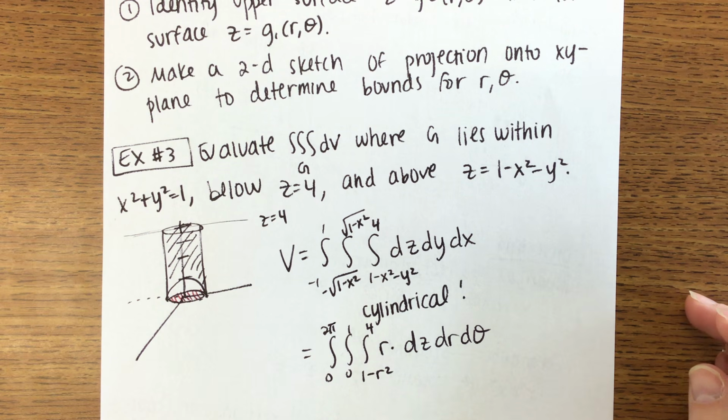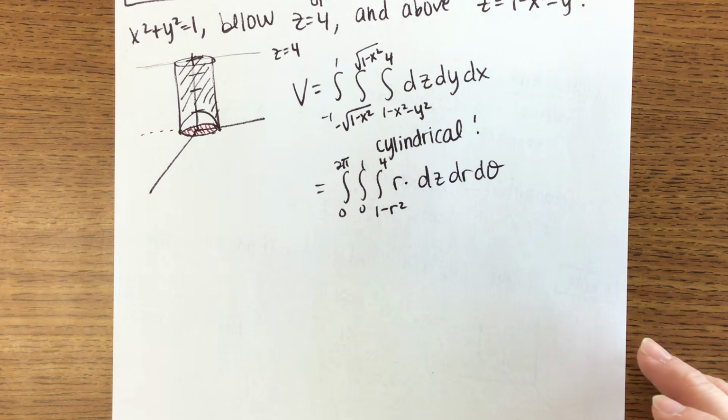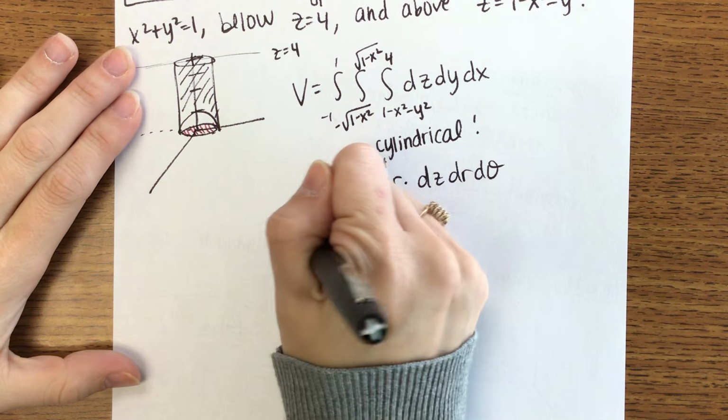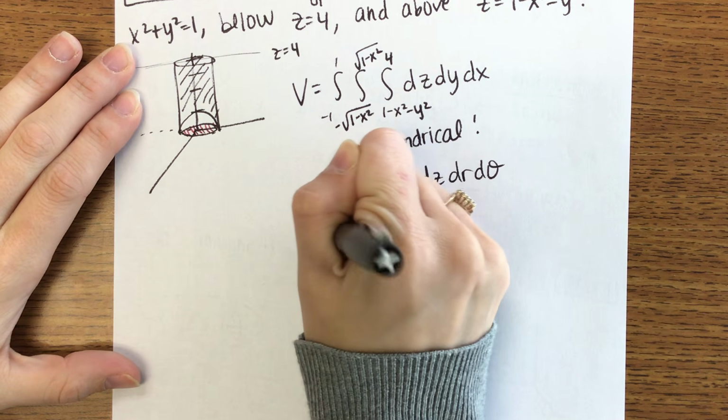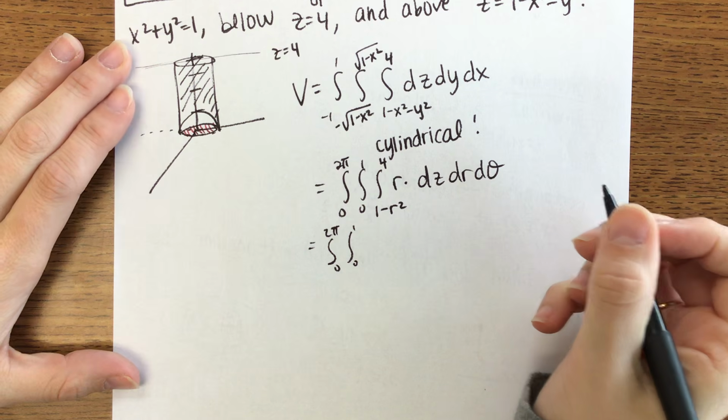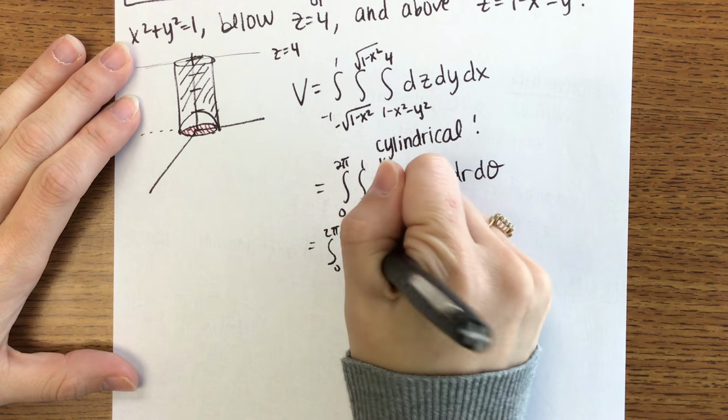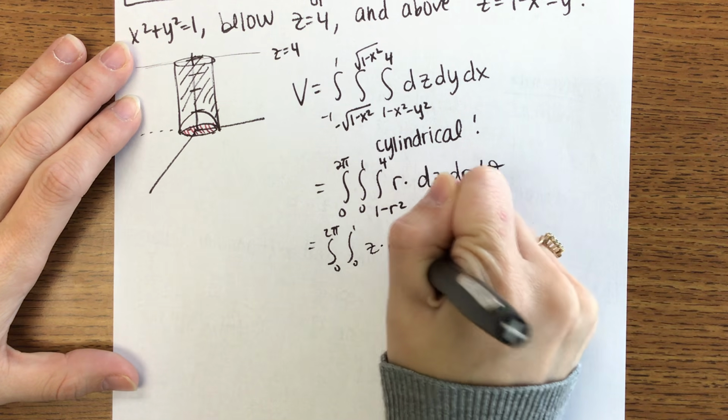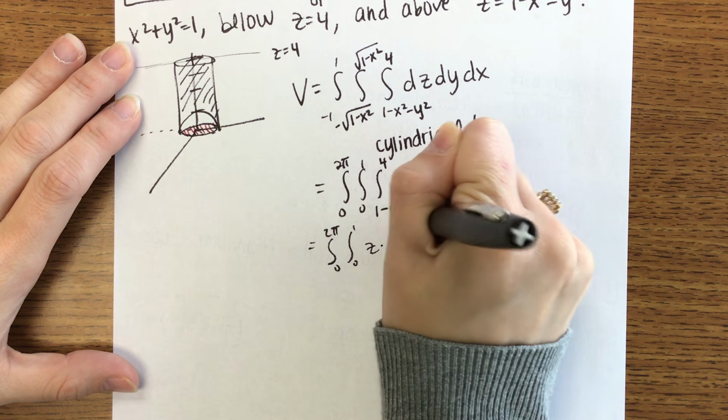Okay, can I split this up into multiple integrals? No. What is the issue? 1 minus r squared. Okay. So this is the only one I have that we're actually going to go through all the computation for. Sound good? Great. Let's do the computation. Okay. So we're going to end up with z times r. z is going from 1 minus r squared to 4.